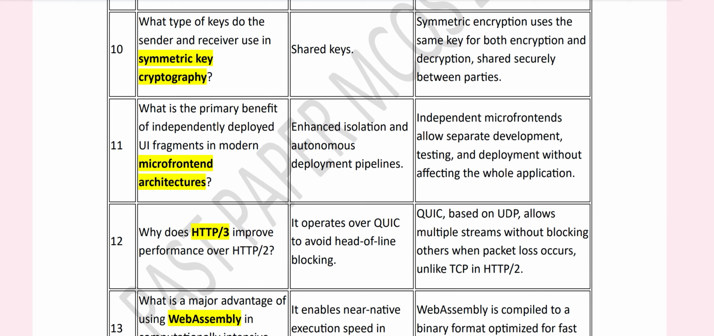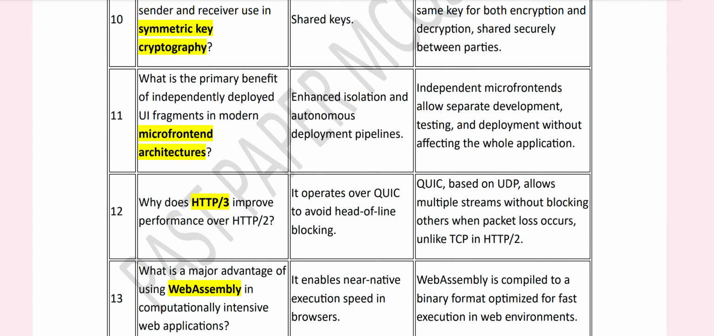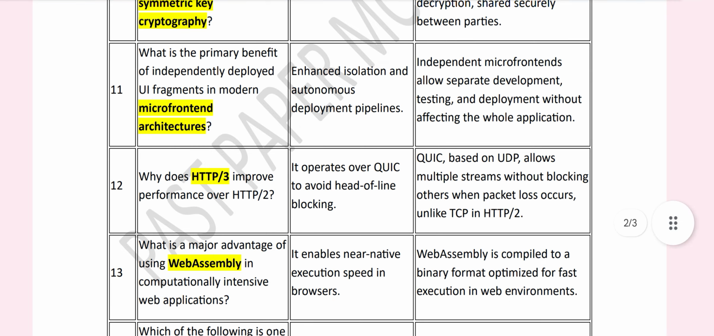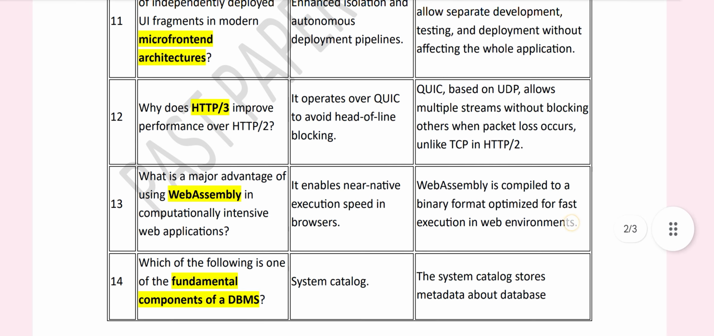Question number 11 is, what is the primary benefit of independently deployed UI fragments in modern micro-frontend architectures? Enhances isolation and autonomous deployment pipelines. Independent micro-frontends allow separate development, testing, and deployment without affecting the whole application.